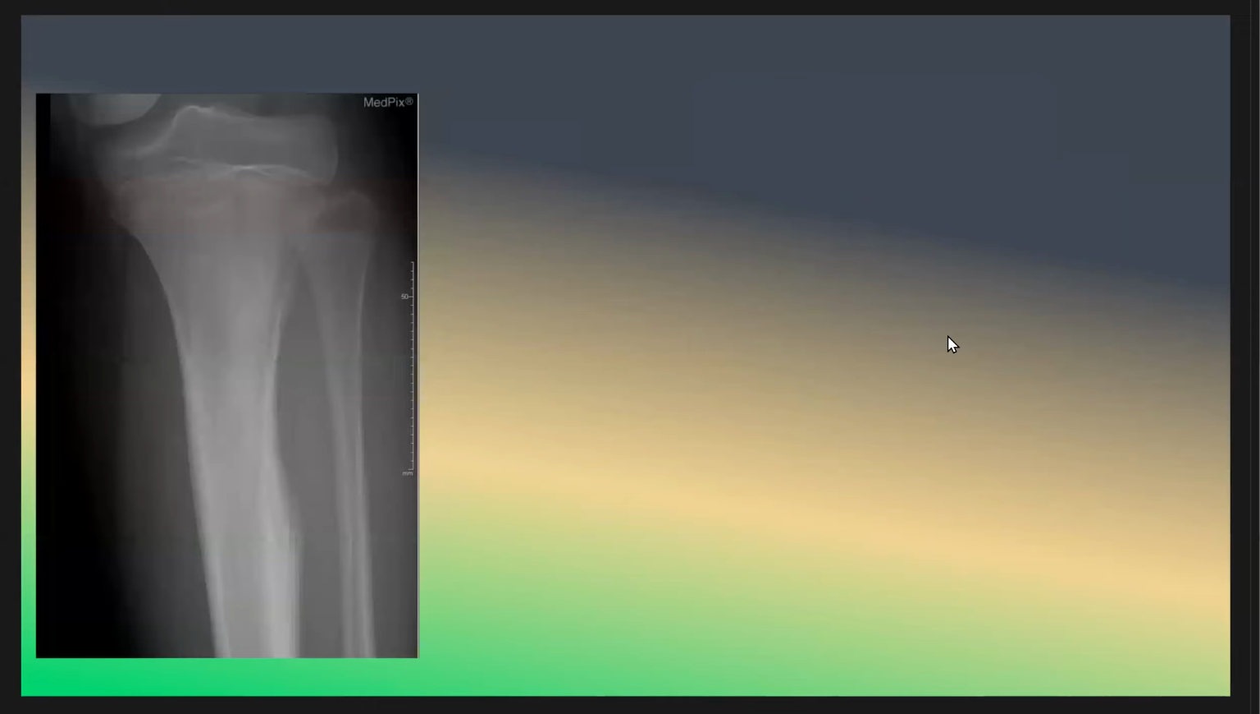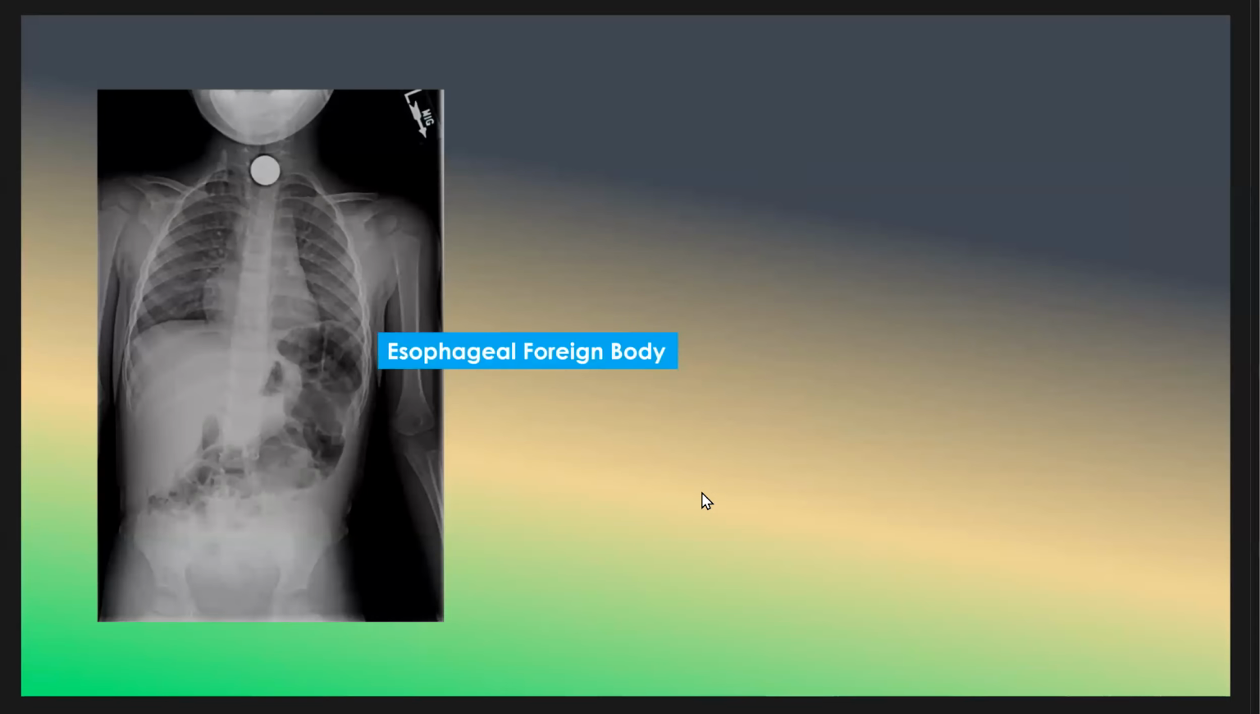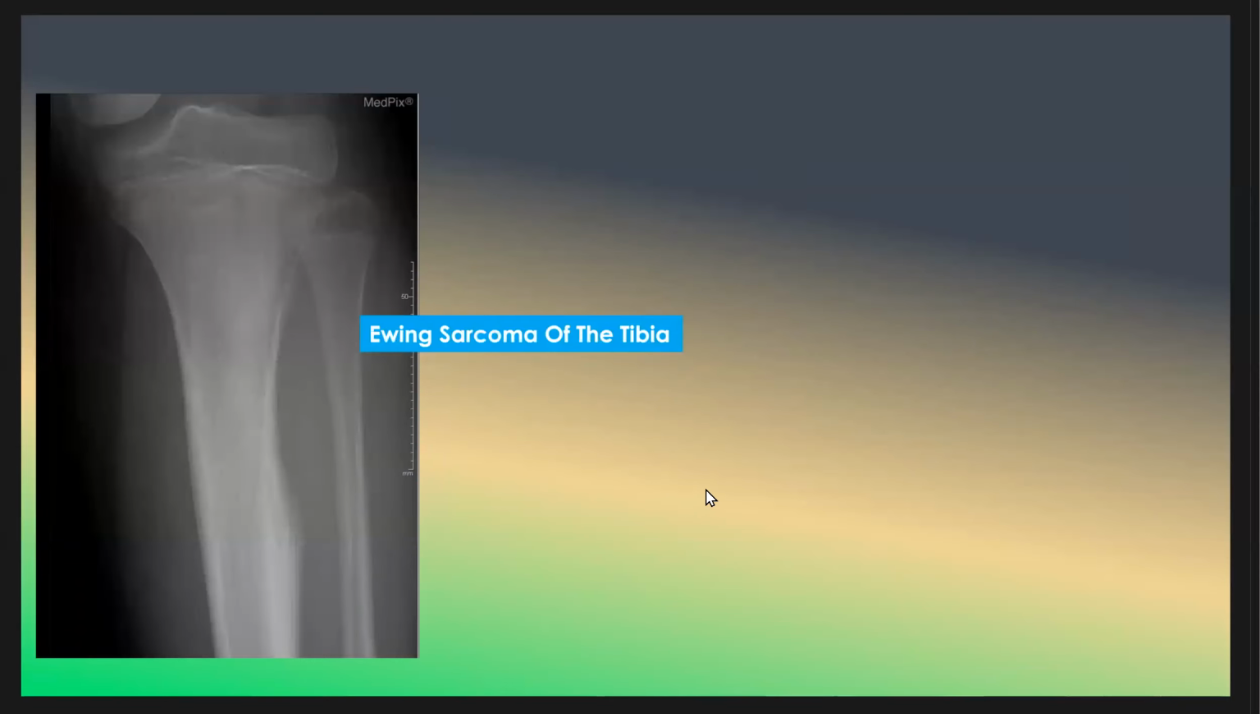And this patient, what do you think the patient has? This patient is 9 years old, female. What do you think the patient has? We have periosteal reaction, onion-like periosteal reaction, and this is a case of Ewing sarcoma.